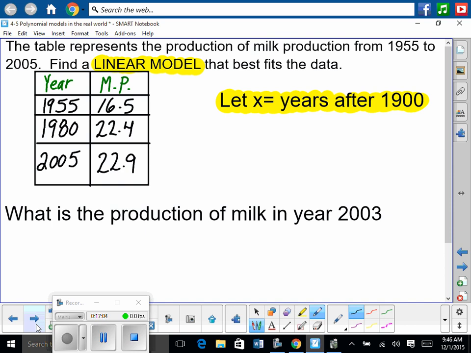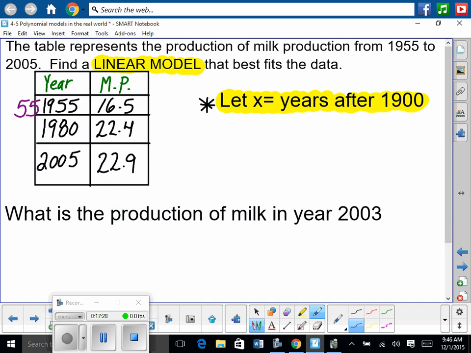Now here's the important part. Listen carefully. You've got to read this piece. It says, let x be the number of years after 1900. So let's look at our x values. These are years, these are our x values. How many years after 1900? In 1955, how many years after 1900? 55. So we're going to write for x 55.